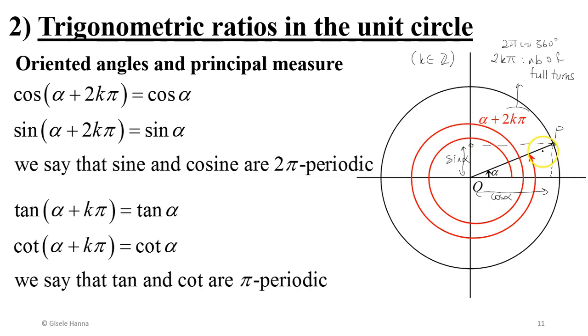The angles are different, but having landed on the same point, I would have exactly the same abscissa and exactly the same ordinate. So consequently, this is why cosine of alpha plus 2k pi, with a certain number of full turns inside cosine, I can in fact remove these full turns and say that cosine of alpha plus 2k pi is equal to cosine alpha, because these two angles would have the same abscissa for their corresponding points, because they land on the same point on the circle. So I repeat that these two angles, alpha and alpha plus 2k pi, are different. They're not the same angle, but they have the same cosine.